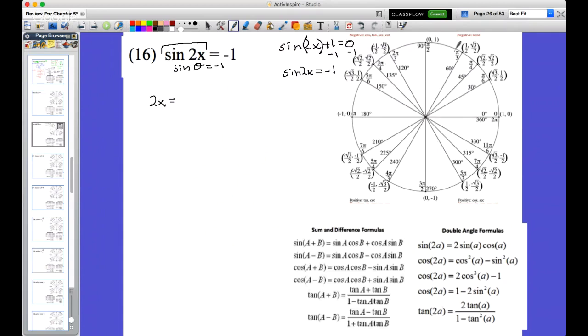So I'm going on my unit circle. This is essentially the idea of inverse trig functions. So where is sine -1? Where is y -1? It's located right here. Are there any other angles that give me where the sine is -1? No, this is the one and only place. So then that means I'm going to have 2x is equal to 3 pi over 2. So we're not looking at the -1, we're actually using the angle.